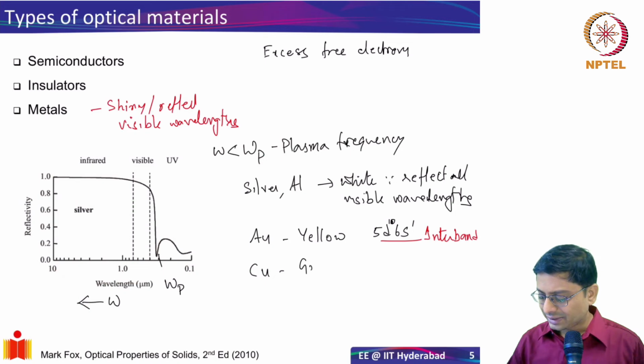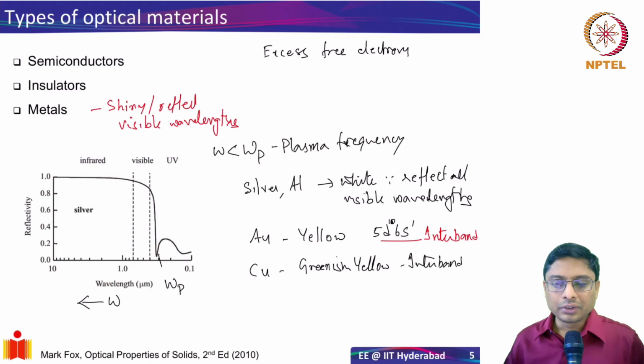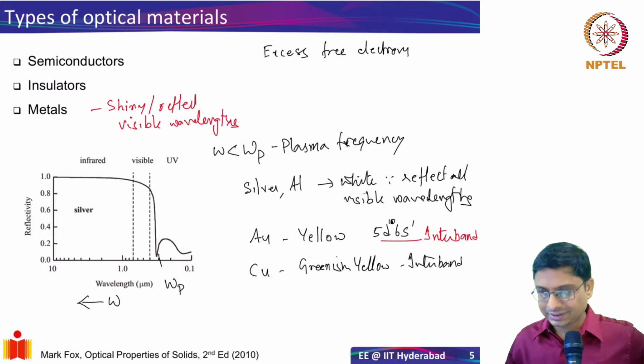Even in the case of another material like copper, which is greenish yellow, this also is because of interband transitions. They have slightly different colors. So broadly, this is how we understand the basic difference between metals and semiconductors. All right. So, any questions at this point?